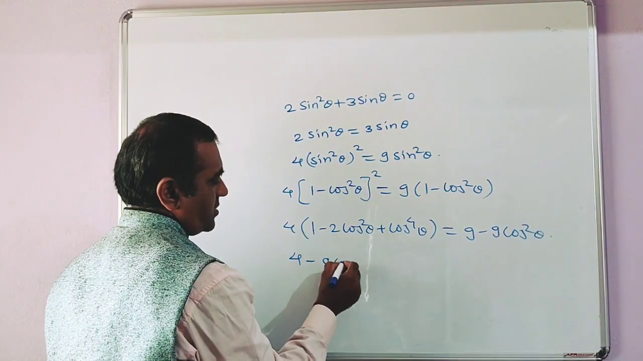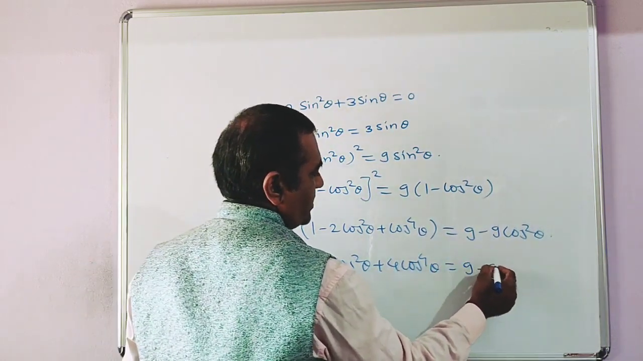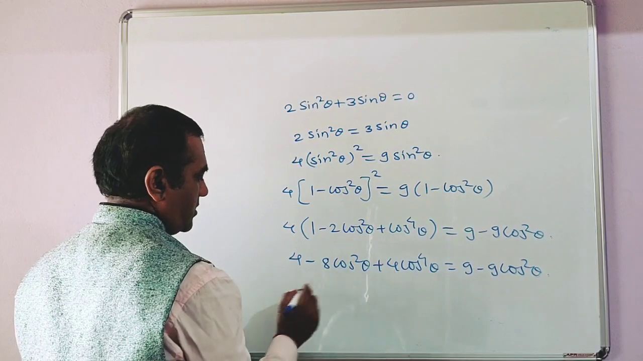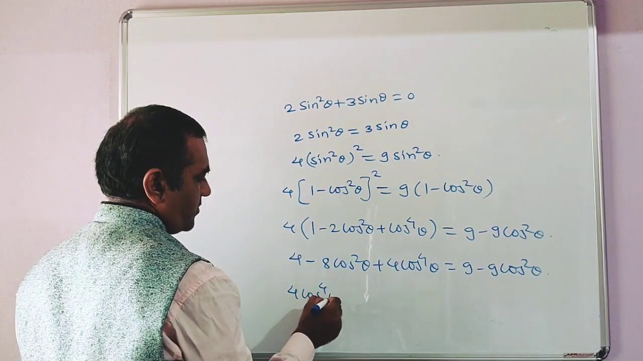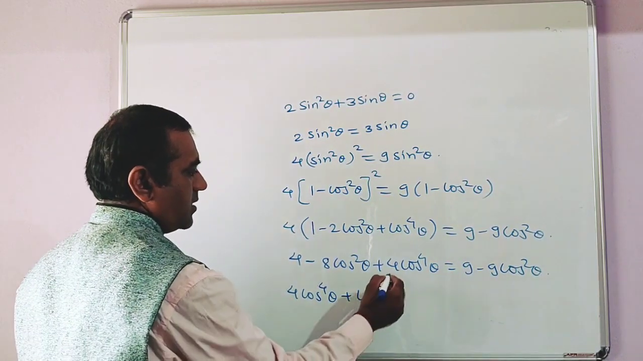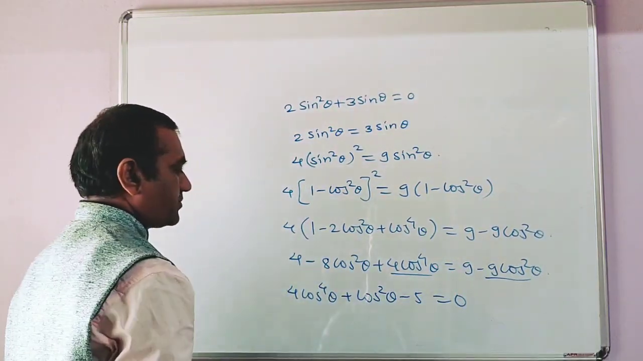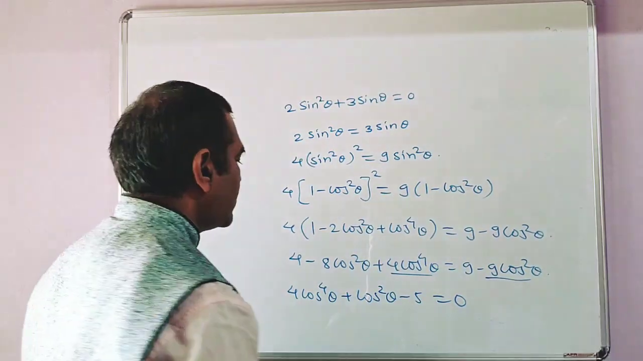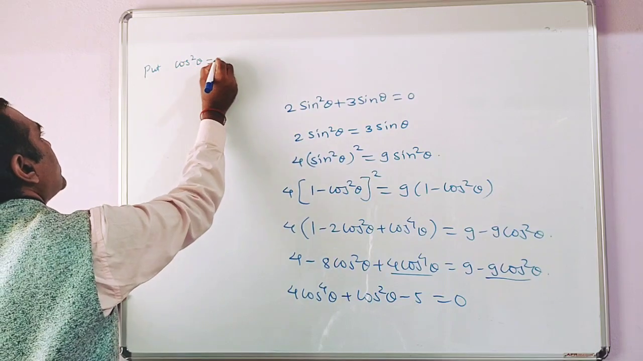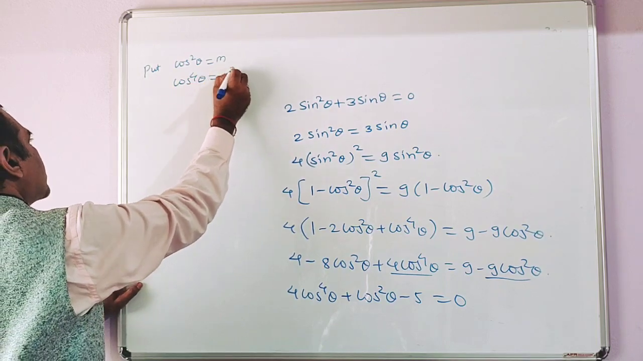4 minus 8 cos square theta plus 4 cos raised to 4 theta is equal to 9 minus 9 cos square theta. Again, 4 cos raised to 4 theta plus cos square theta minus 5 equal to 0. Put cos square theta is equal to m here. Therefore cos raised to 4 theta is equal to m square.